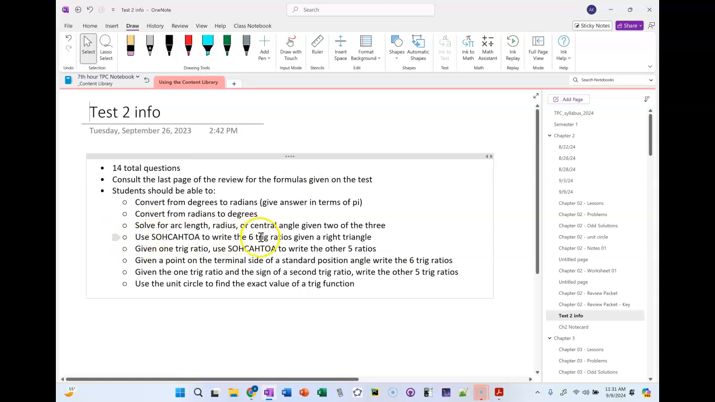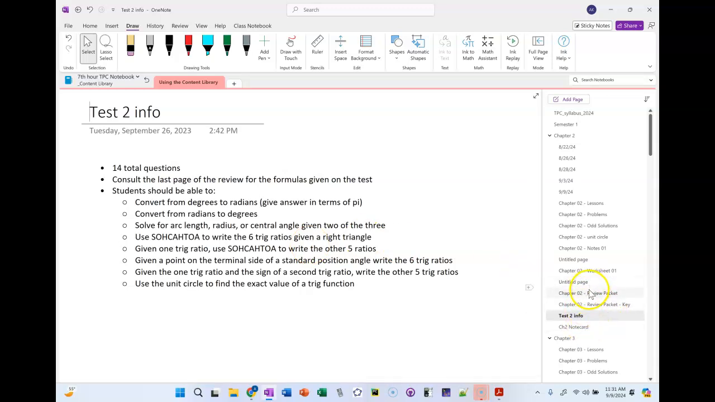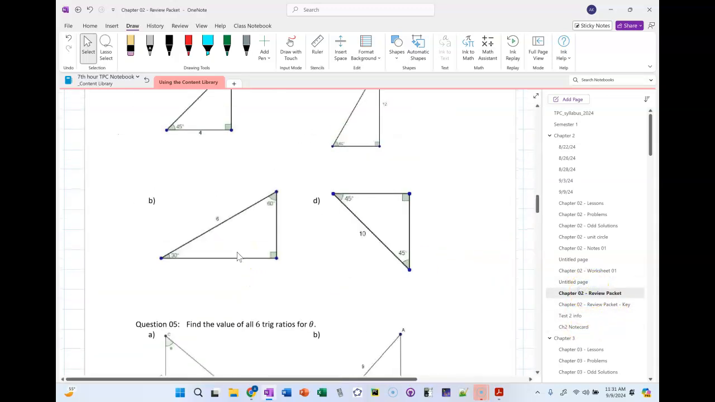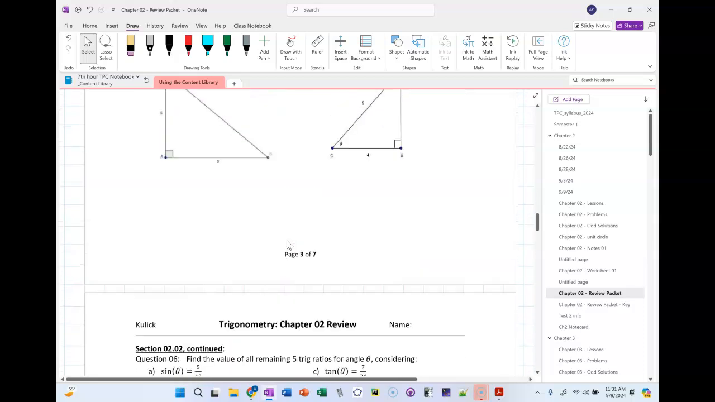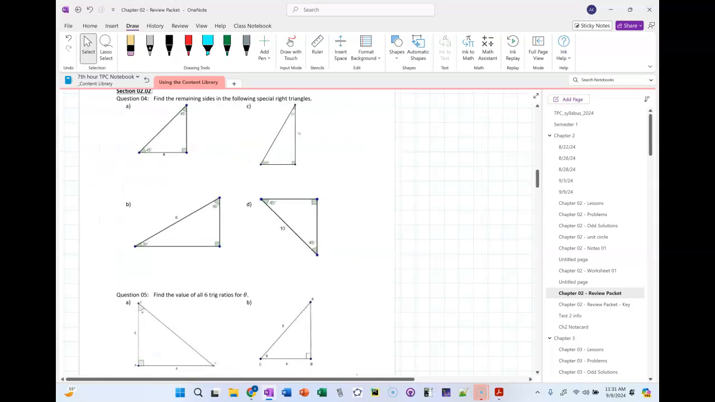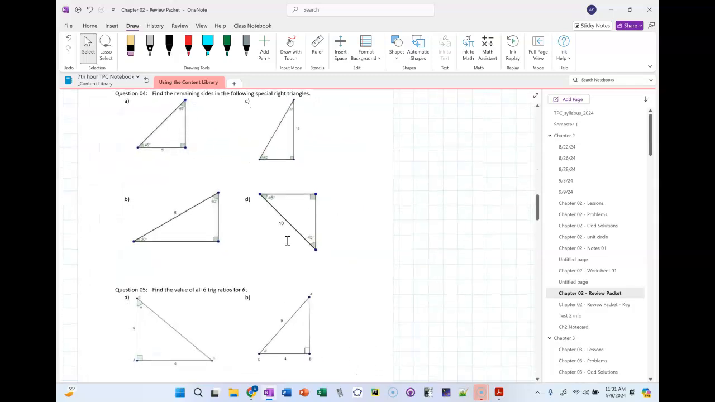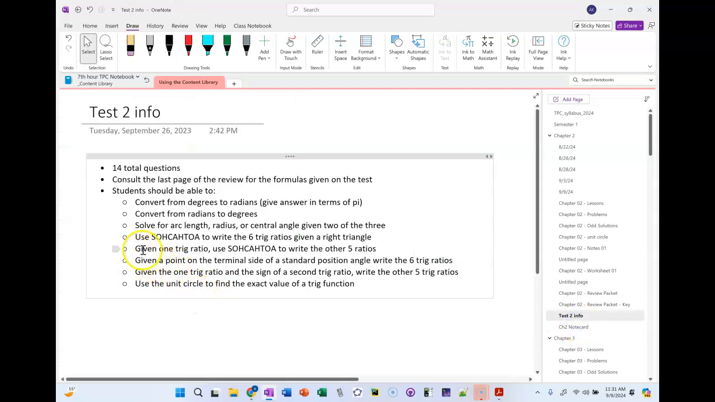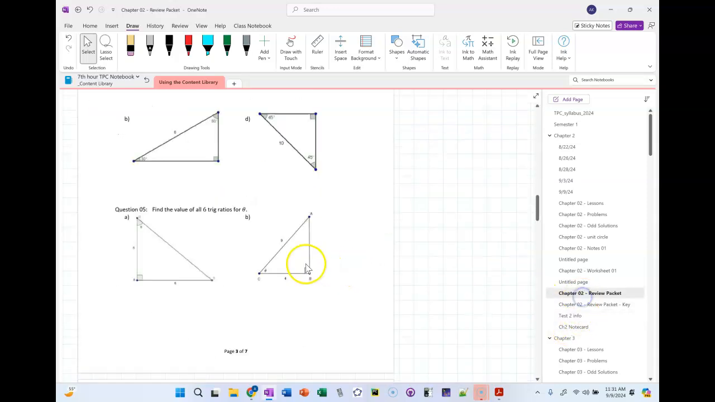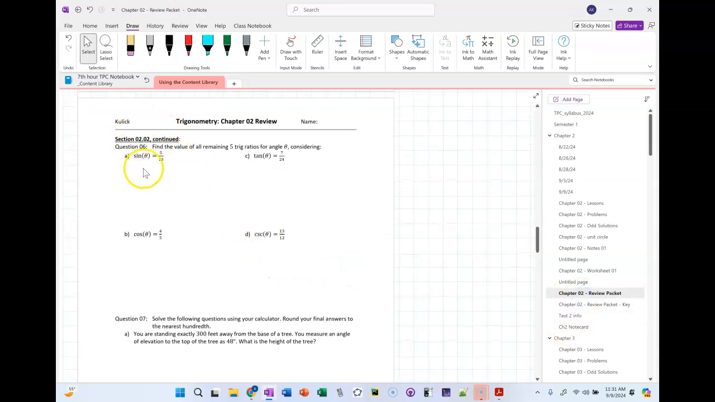You should be able to use SOHCAHTOA to write the 6 trig ratios given a right triangle. So if I look at the review, it looks like questions 4 and 5 are all right triangle trig questions. You should also be able to, given 1 trig ratio, use SOHCAHTOA to write the other 5. That's like question 6 on the review, where I give you sine is 5/13.